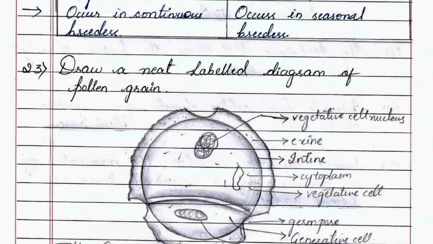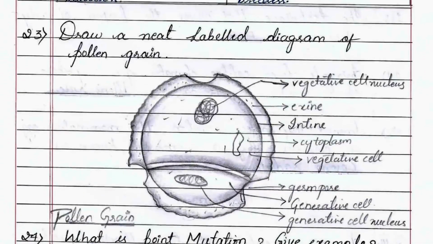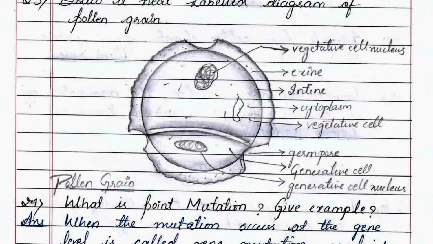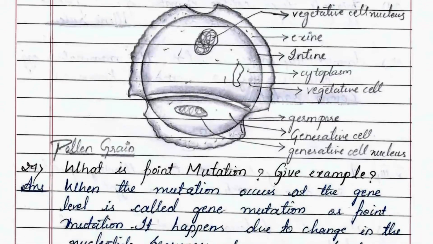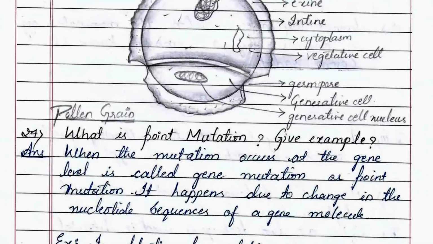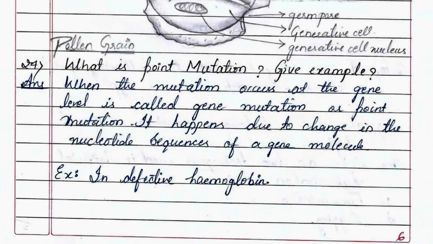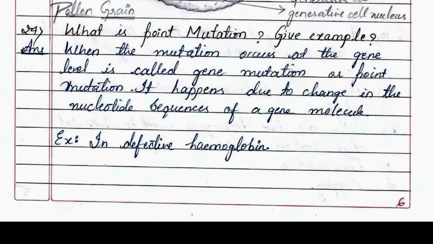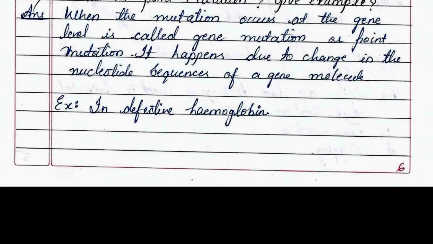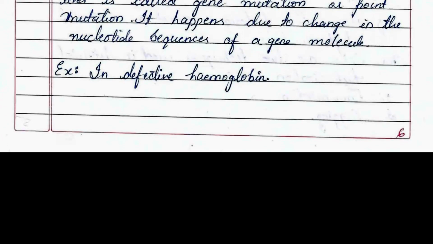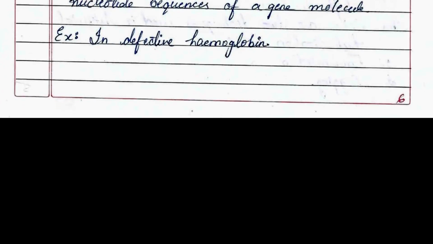Moving on to the next question, 24. What is point mutation? Give an example. And the answer is: when the mutation occurs at gene level it is called gene mutation or point mutation. It happens due to a change in the nucleotide sequence of a gene molecule. And here is the example: defective hemoglobin.